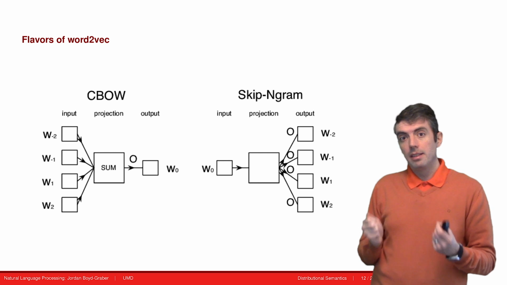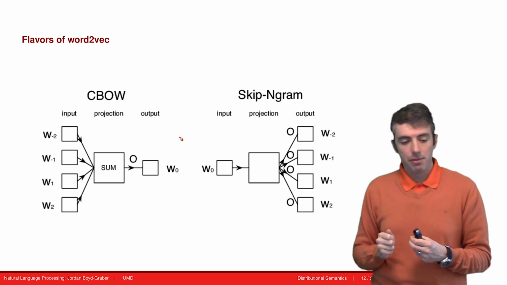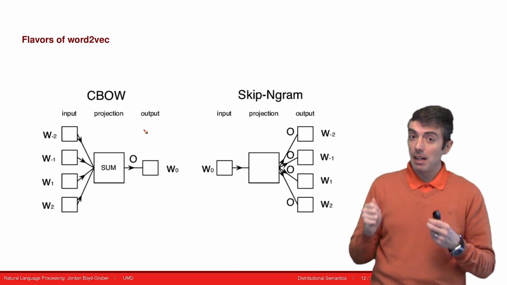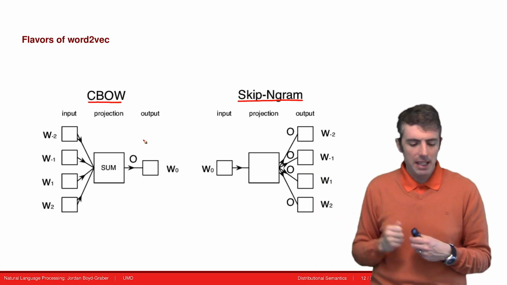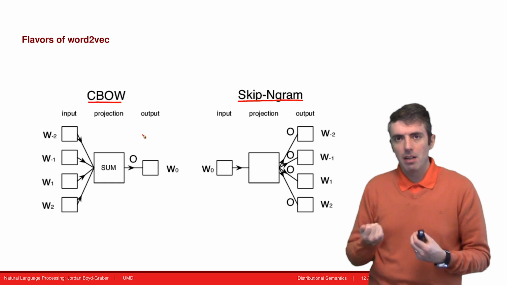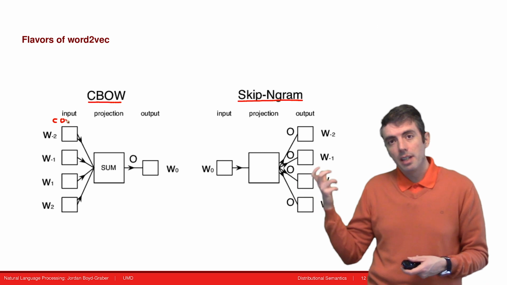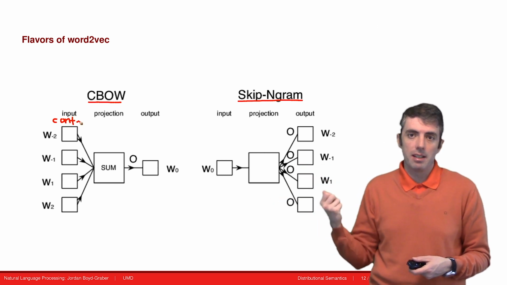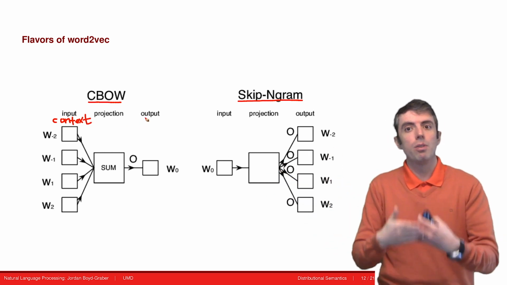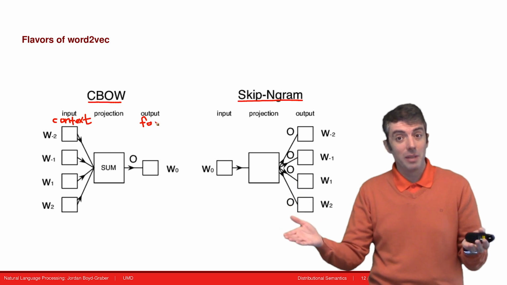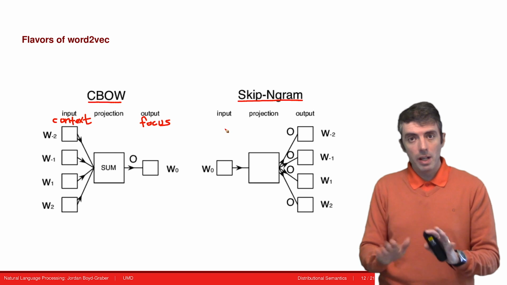So one big decision point is, what are you predicting? And so there are two flavors of Word2Vec. One is the continuous bag of words flavor, and one is the skip-gram model, sometimes called skip-in-gram. In the continuous bag of words model, you take your context, and then you sum the context together, and then you try to predict the word in the middle of that context. The word in the middle of the context is often called the focus word. So you take a context, all of the words around a word, and you try to predict a focus word from that context. That's one way to do it.